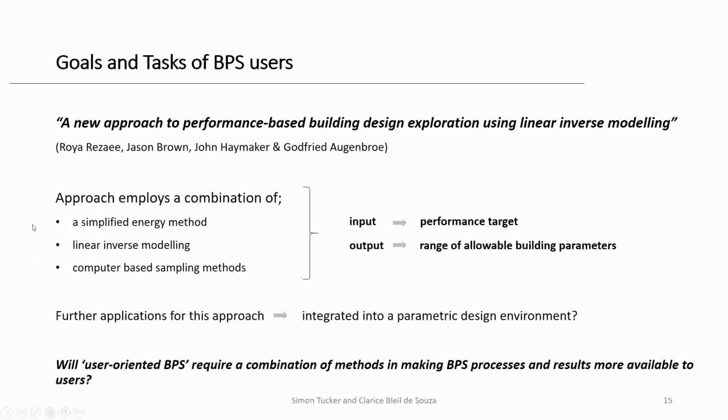The approach itself, which we won't be describing in any detail here, we'll leave that for the paper and the webinar that they will do in the coming weeks. But in this case, there's a combination of methods: simplified energy method, an inverse linear modeling, and computer-based sampling methods. And what this gives, in very general terms, if the input is a performance target, then the output is a range of allowable building parameters that will allow that performance target to be achieved. I'm sure they'll correct me if I've made a wrong interpretation of that.